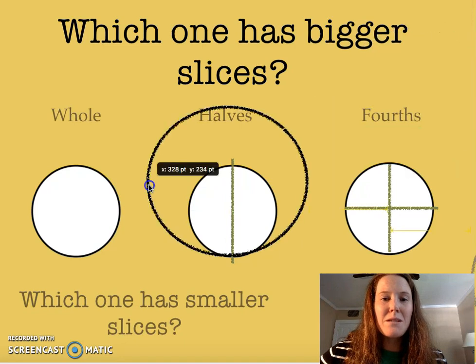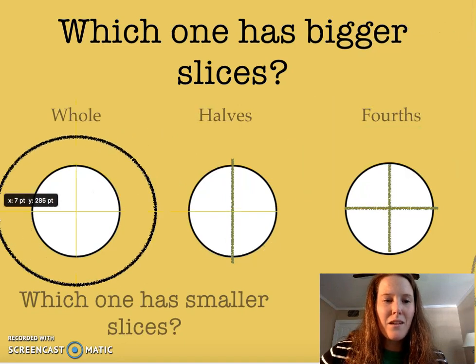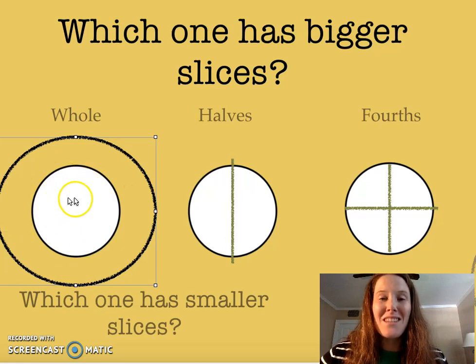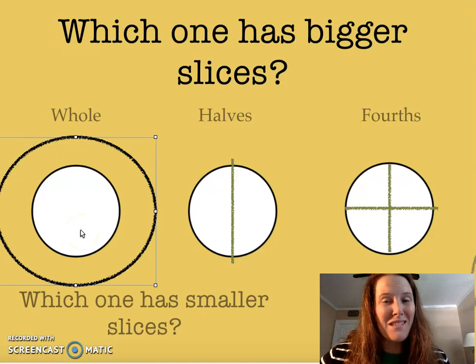Whole has bigger slices. If I get a whole pizza, that means I get to eat the entire thing. That is one big slice, and that's a lot of pizza.